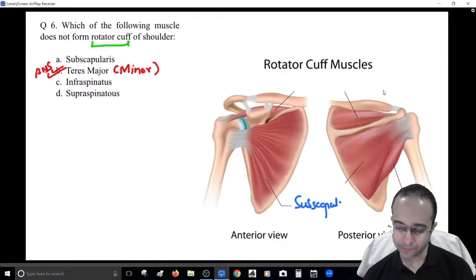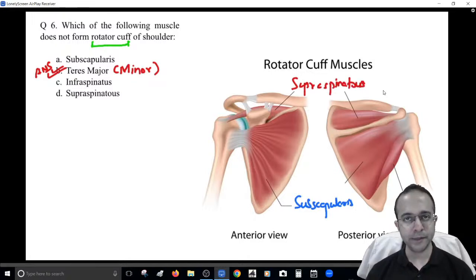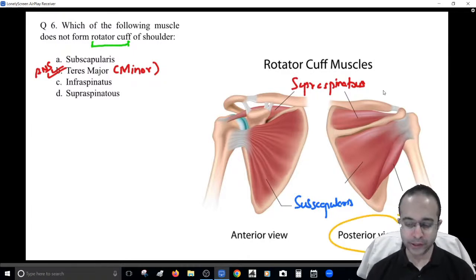This muscle is subscapularis. Going right on the top, attaching to this greater tuberosity of the humerus, this muscle is supraspinatus. Okay. Now, when you look at the back, you find two muscles going and attaching to the back of the greater tuberosity.